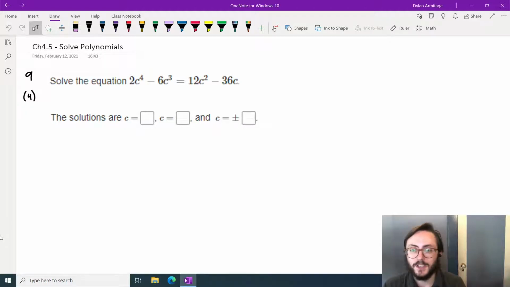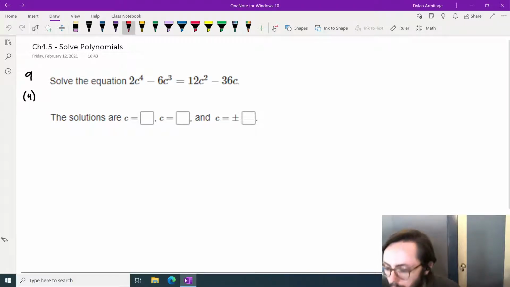Everyone, Mr. Armitage here, and in this video we're doing chapter 4.5, Solve Polynomials. And this is the last question, question 4 on the homework, or number 9 if you are following along with the numbers in the textbook instead. So we are asked to solve the equation 2c to the fourth minus 6c to the third equals 12c squared minus 36c.